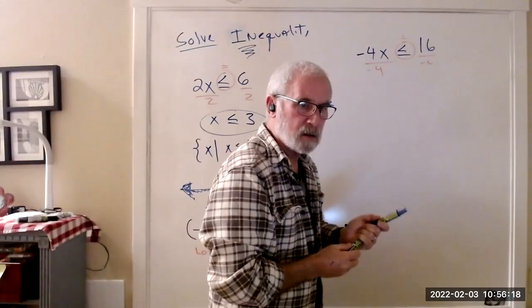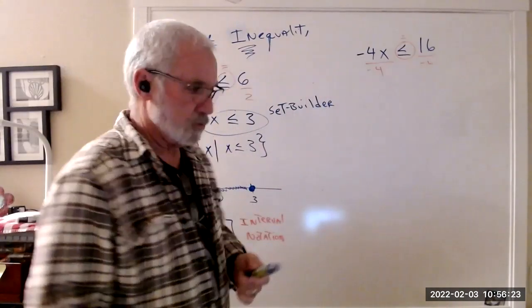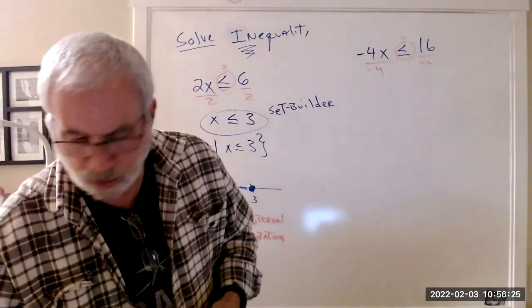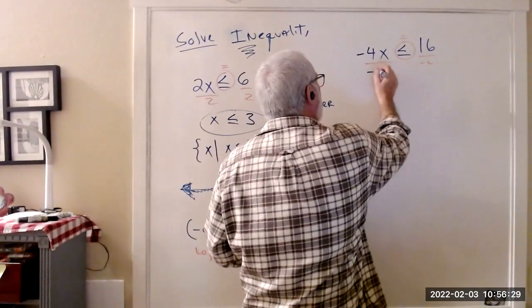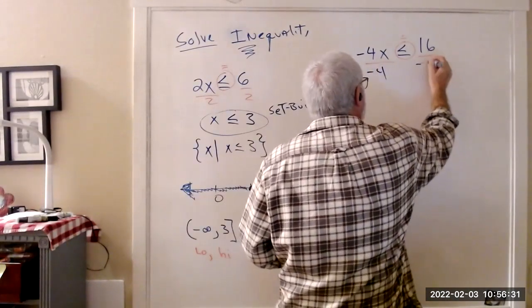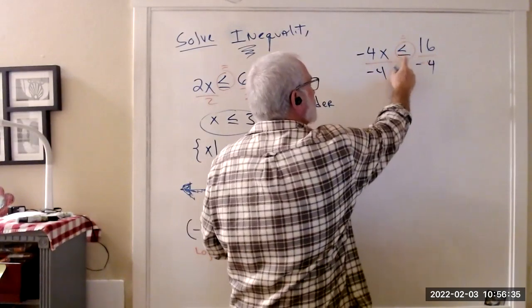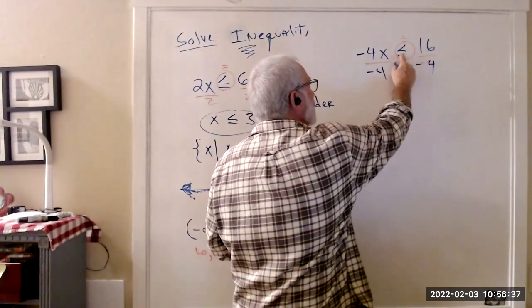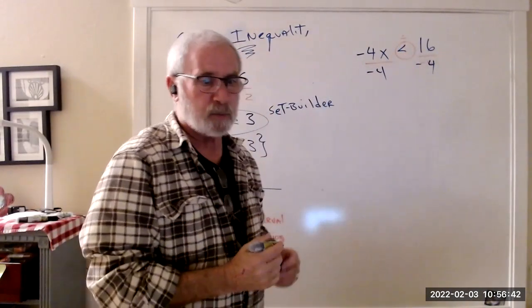Stop. It's pretty hard to see what you just wrote. Yeah. Okay. Shoot. All right. So we're going to divide this side by -4 and this side by -4. But I want to change the problem here. I don't want it to be less than or equal. I want it to be just less than, because I want to show off something. So I miswrote the problem.